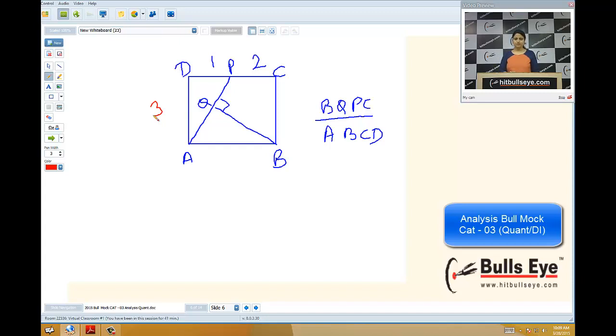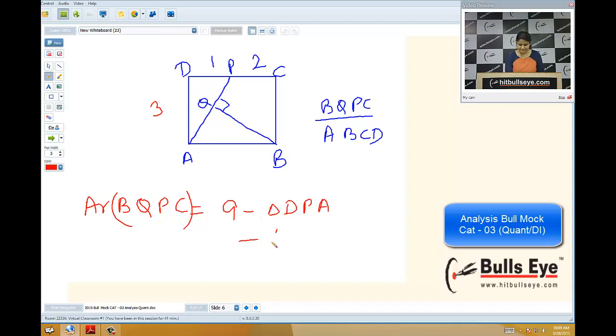Now BQPC is a 4-sided figure. We are not sure about the shape of this, and we don't have any formula for it. So it's better if you calculate its area as total area minus triangle DPA area minus triangle BQA area. We will subtract these two areas.